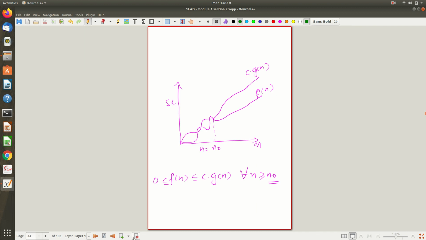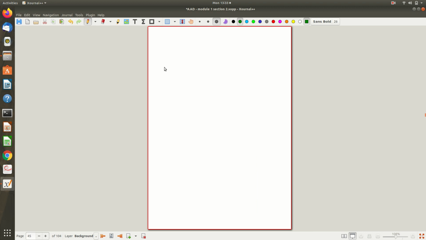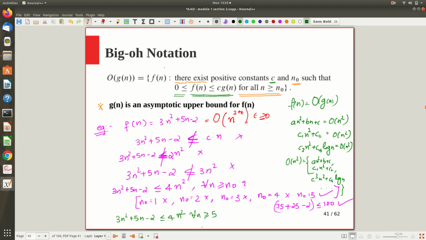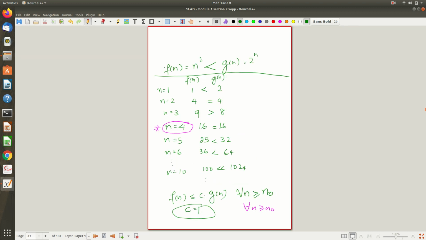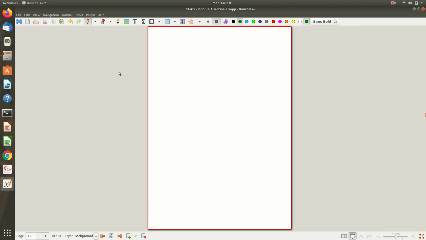Okay, let me take something here. So what we got is 3n square plus 5n minus 2. It is less than or equal to some constant c, which I took like 4 into n square, for all n greater than or equal to 5 is what I obtained.